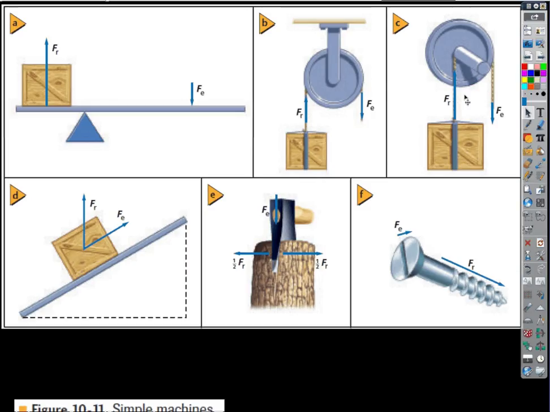So we got levers, we got pulley systems, wheel and axle. What's this? Ramp. What's our technical term for that? It's a ramp. But what do we call it in physics? A slope or incline. Inclined plane. Inclined plane is what usually it's referred to. But it's a ramp. It's just a ramp.